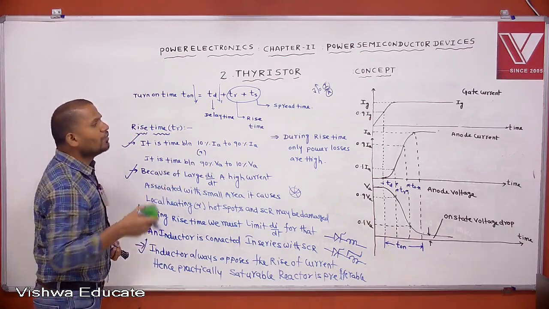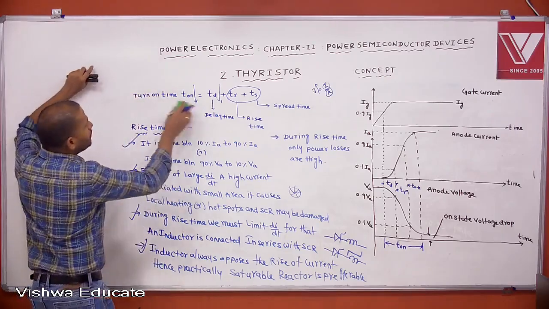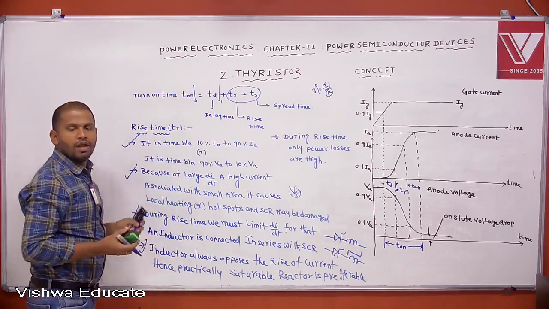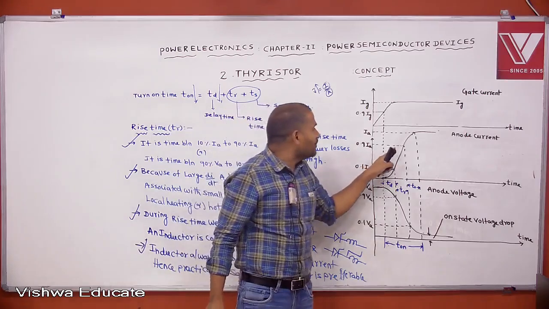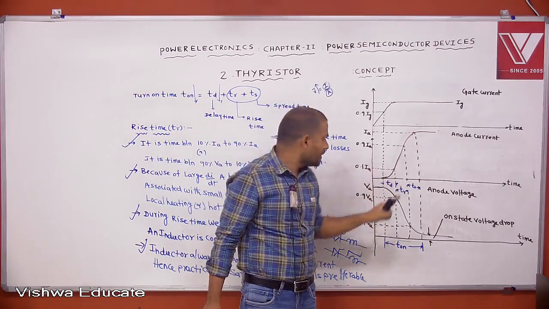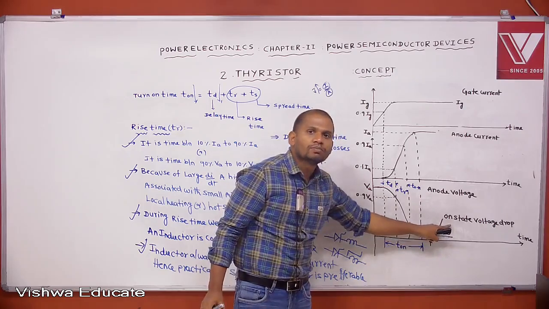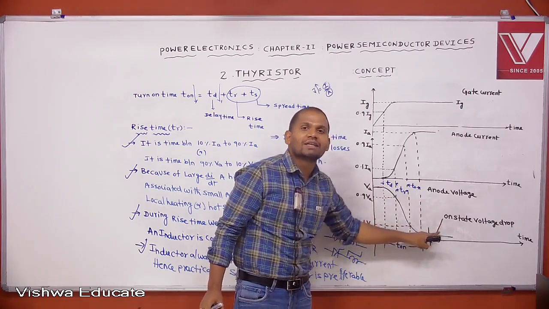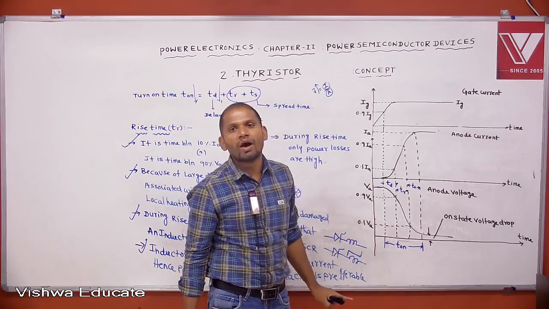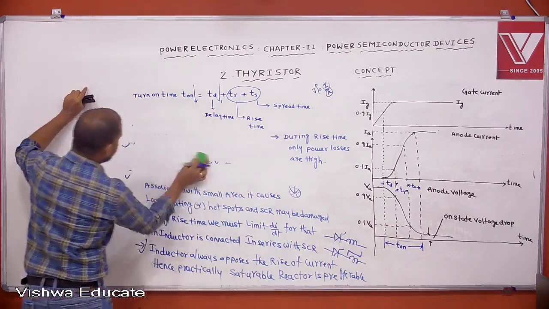Okay, this is about what exactly rise time is. Then the last one is what exactly spread time is, that you concentrate on. What is the spread time? How to define spread time? It is the time between 90% of IA to 100% of IA, or it is the time between 10% of VA to the on state voltage drop. On state voltage drop means that when the SCR starts the conduction, there exists some voltage drop across the SCR, that is nothing but the on state voltage drop or forward voltage drop. Then you define spread time.